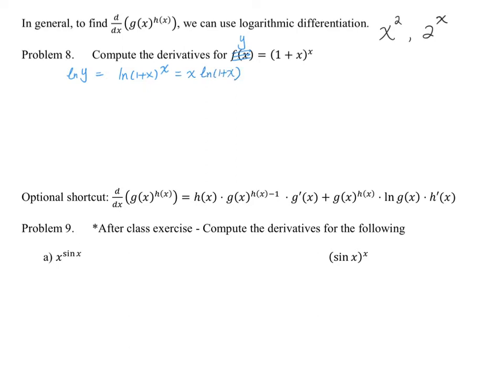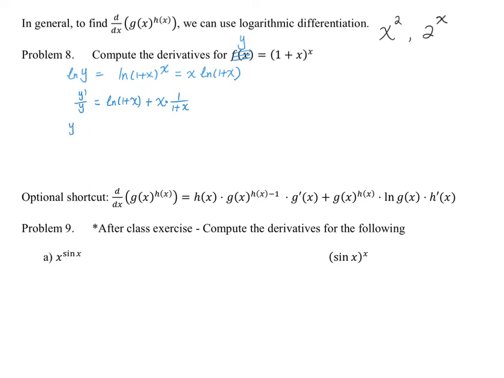Now, we are going to differentiate both sides with respect to x. The left side, you are going to have y prime over y equals. The right-hand side is just a simple product rule. So it's the derivative of x, which is 1, times ln(1 + x), plus x times the derivative of ln(1 + x), which is 1 over 1 + x.